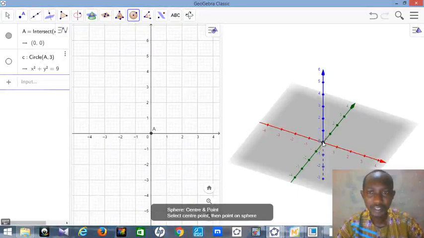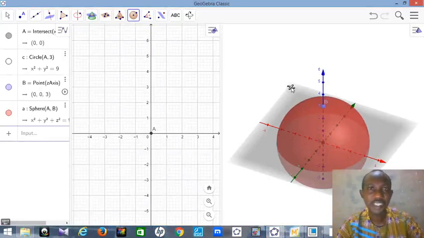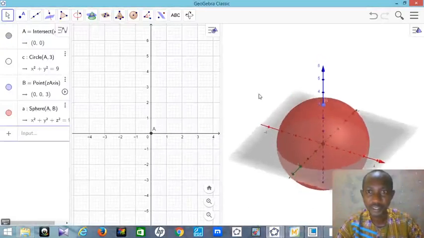If I take a sphere on this point, you can see a sphere. So this is a sphere. This is how a sphere looks. It's really different from a circle. A sphere is not a circle.